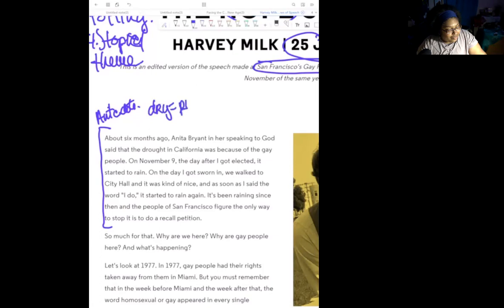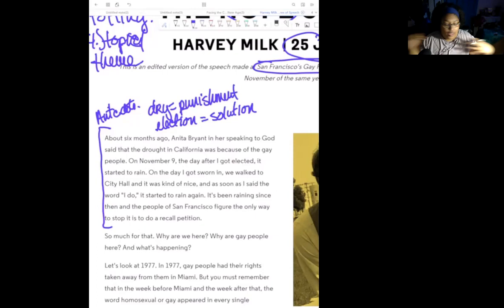It's the most asinine thing, I swear. And then his election was the solution. So he's setting up this argument here: with his election, with the election of a gay person in office, we have solved a godly issue, right? We have solved an issue that is so big, which was the drought in California.